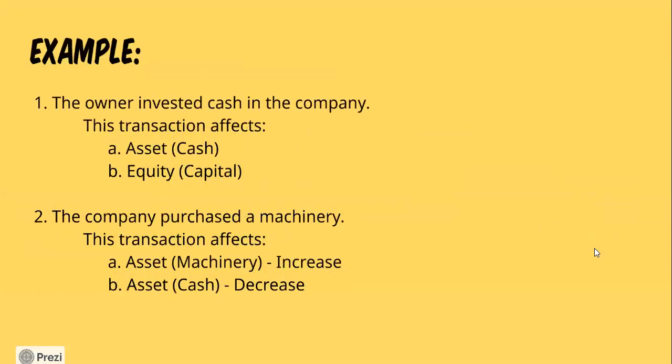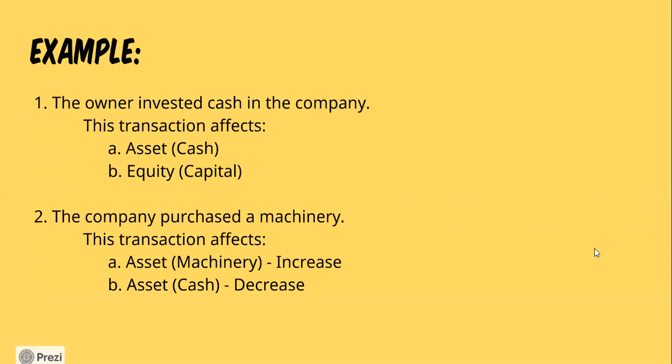Now, let's have an example. The owner invested cash in the company. The investment of cash by the owner affects asset and equity. The cash is an asset and the capital invested is equity. Therefore, there are two accounts affected by the transaction. Asset is on the debit side and equity is recorded on the credit side.